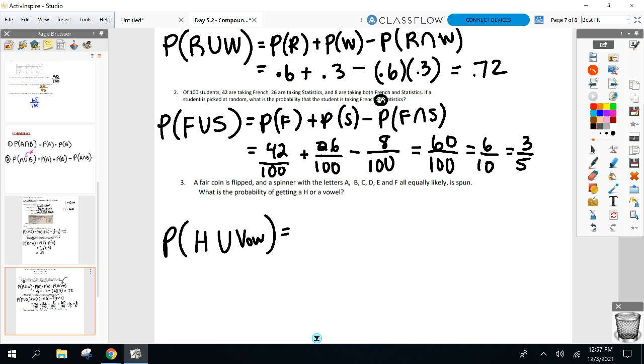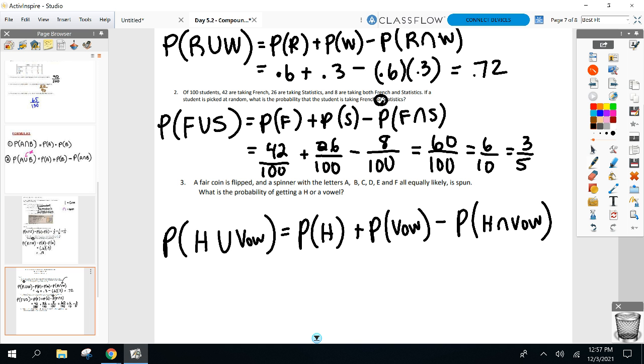Ready? So I'm going to do the probability it lands on heads. Plus or times? Plus the probability I spin a vowel, minus the probability of what? H and a vowel. Yep, and we know how to find that.